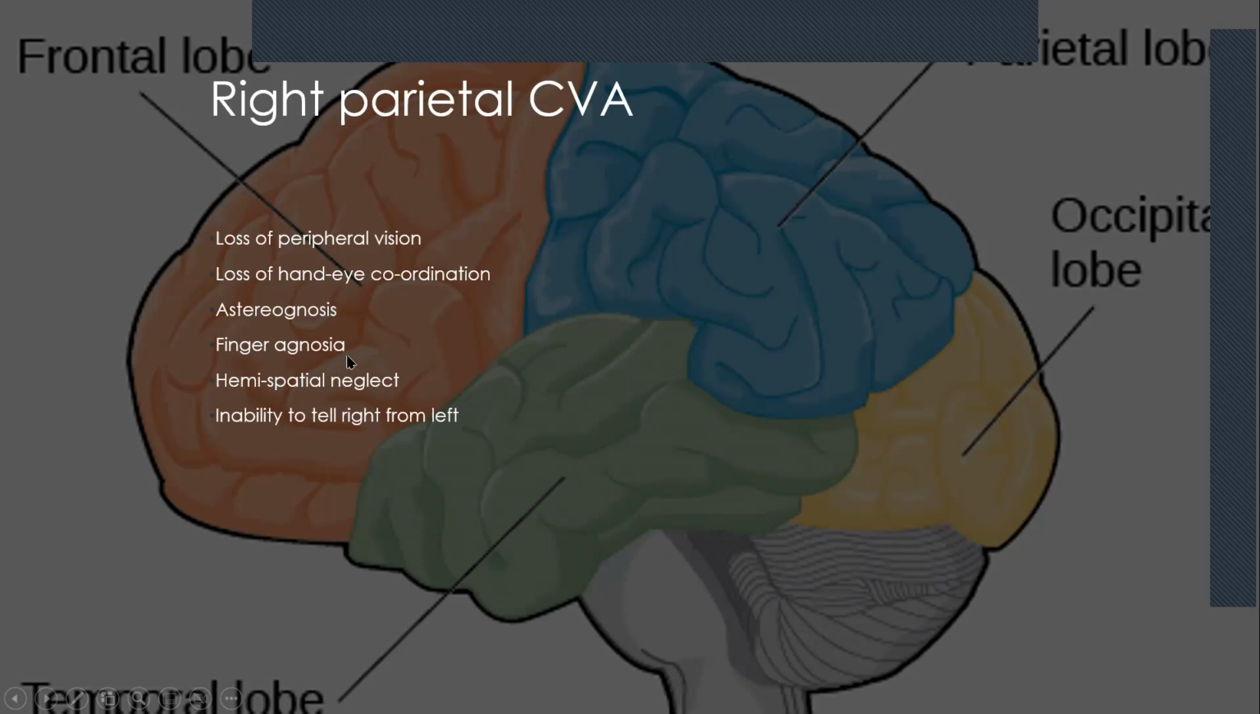And then finger agnosia, which is difficulty in identifying their fingers. If I ask you to lift up your index finger, you can do it immediately. Small finger, do it immediately. They can't. They just can't do that, right? Then hemispatial neglect, which we'll talk about just now, and an inability to tell right from left.